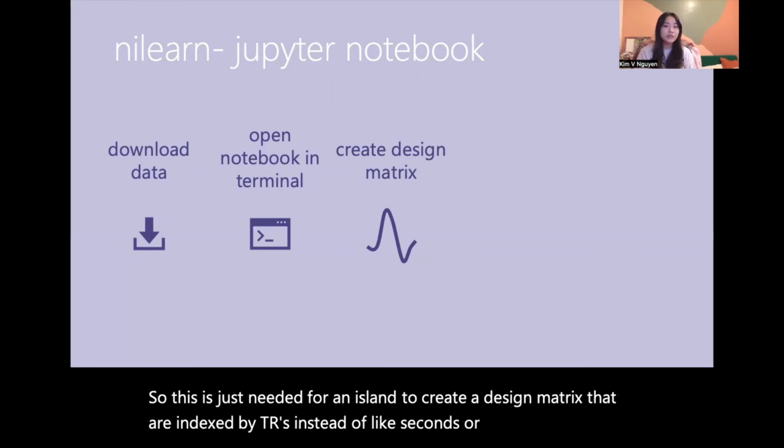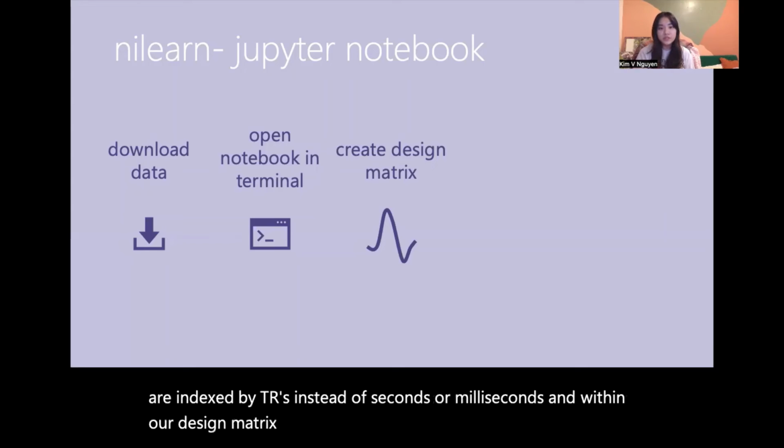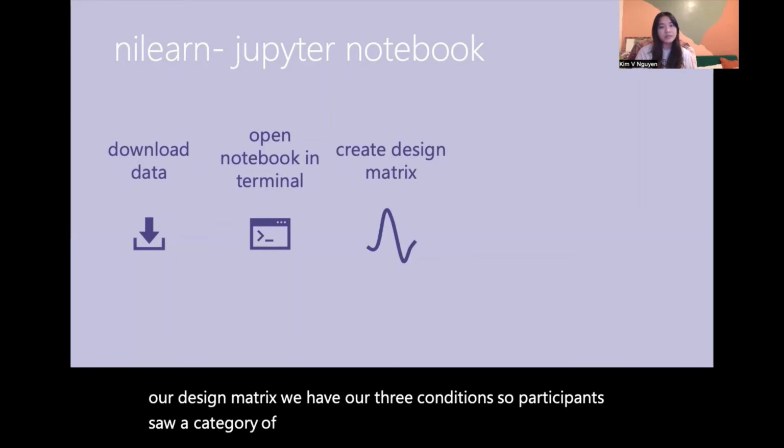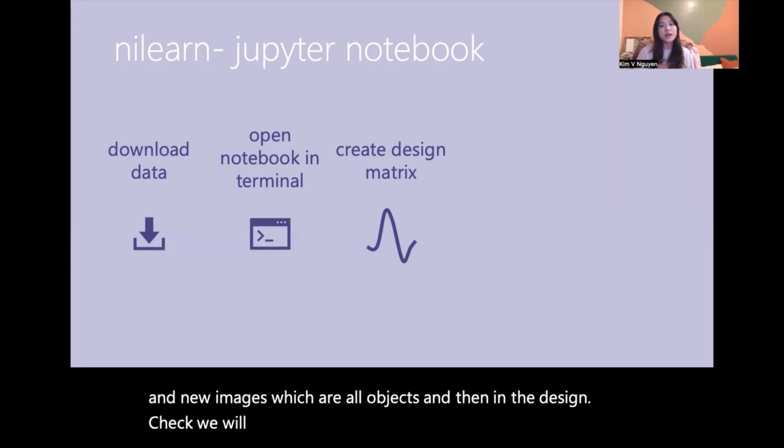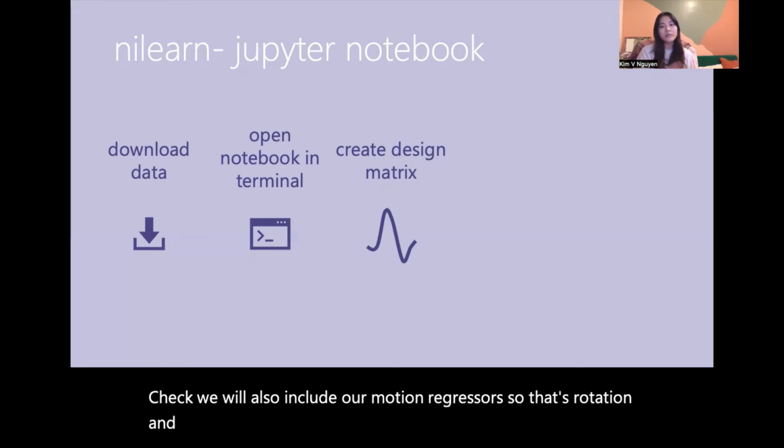And within our design matrix, we have our 3 conditions. Participants saw a category of images called tour images. They saw room images and new images, which are all objects. And then in the design matrix, we will also include our motion regressors. So that's rotation and translation in the X, Y, and Z plane.